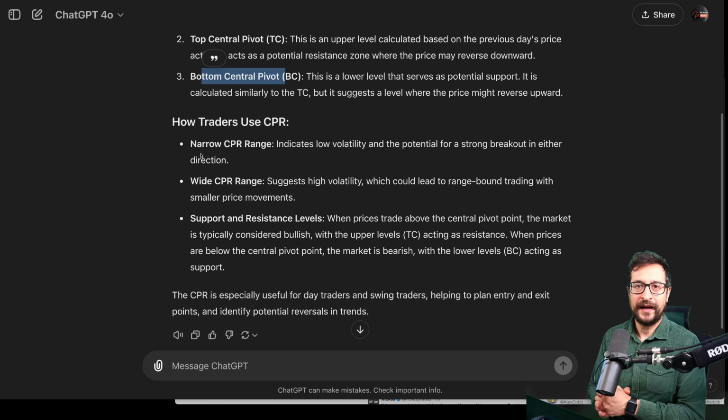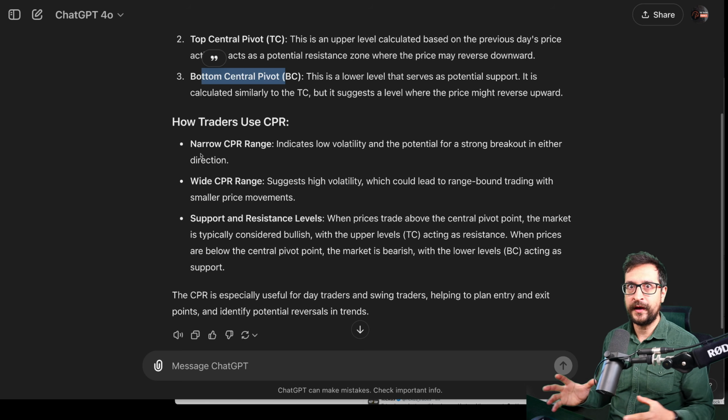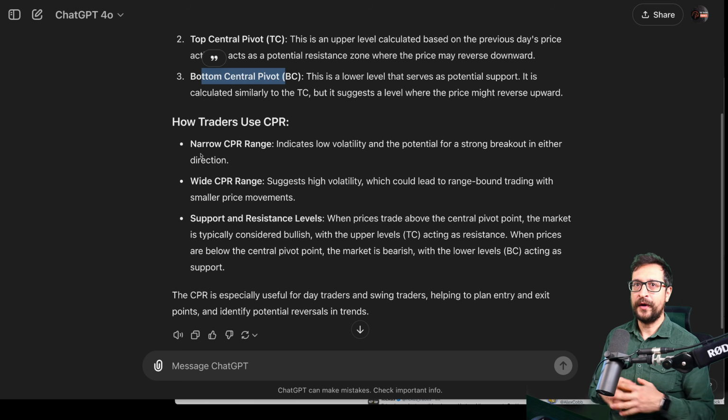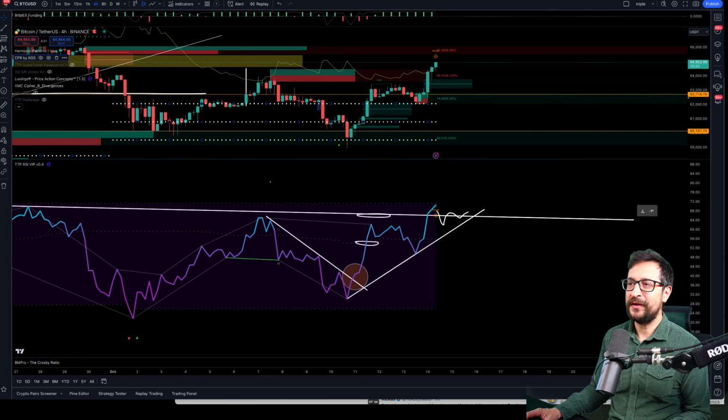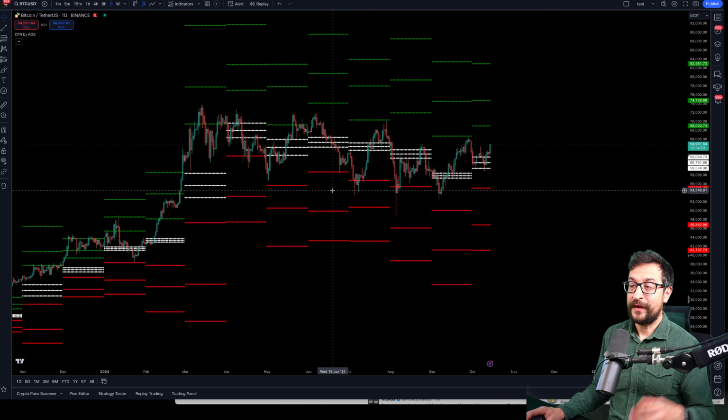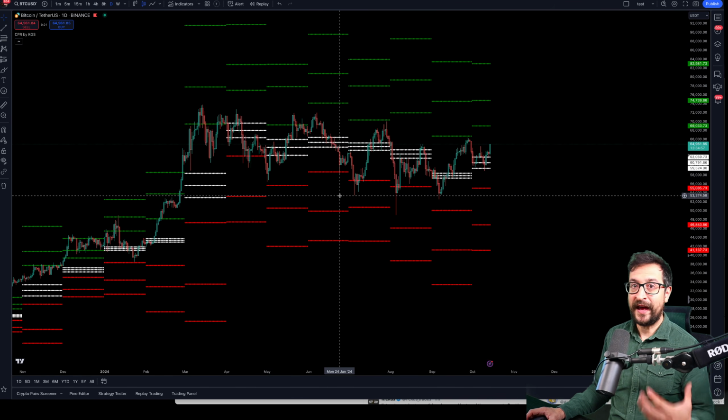Obviously, it's not financial advice, and no indicator really can offer you an absolute guarantee. So if you're new to trading and you're expecting that CPR is going to give you the perfect entries, the perfect exits, that means that you're probably new to trading and you're seeing things in the wrong way.